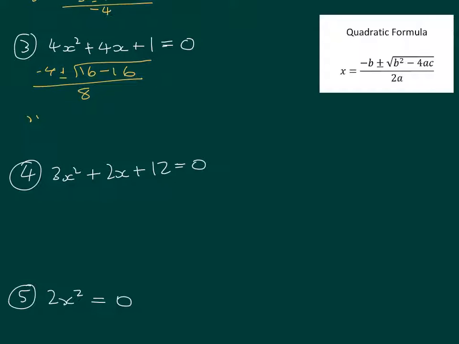So here we're going to have x equals minus 4 plus or minus the square root of 0 over 8. So here we're going to have just one root, because if you add 0 or you take away 0, you're still just going to get the same thing. So we'll have that x equals just minus 4 over 8, which is a half.